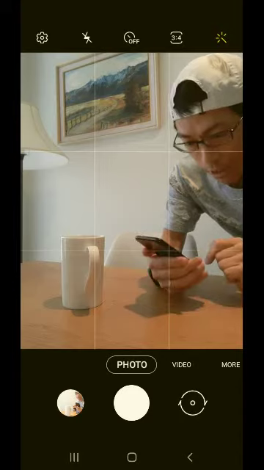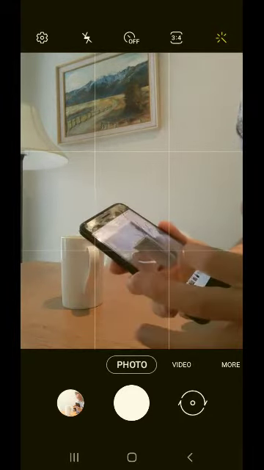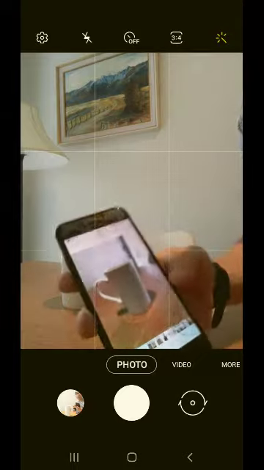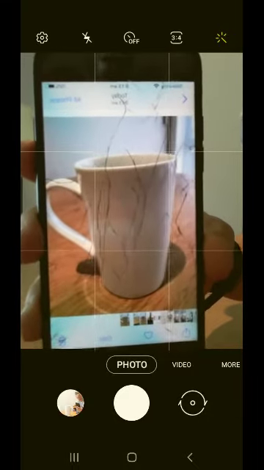So I'm gonna show what I took. So this is the normal one, and this is the long shot, and this is the close up.